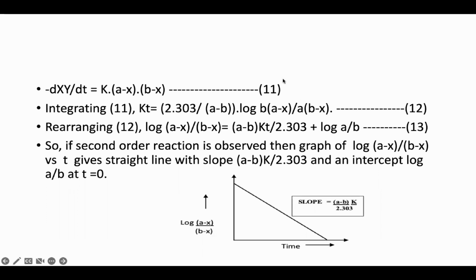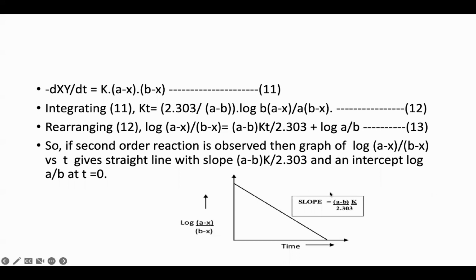If we integrate this equation, we will now have Kt equal to 2.303 divided by A minus B multiplied by the log of B into A minus X divided by A into B minus X. If we rearrange this, we will be able to form a straight line graph again. The reason why we keep talking about a straight line graph is because it's important. With a straight line graph, you will be able to calculate the rate of reaction. It's the easiest way to get into that.